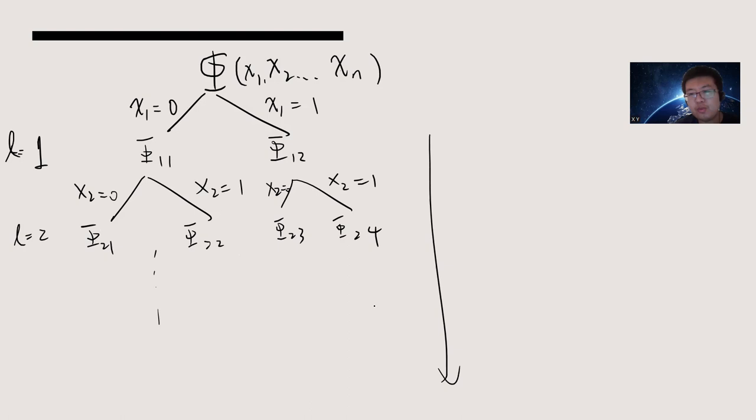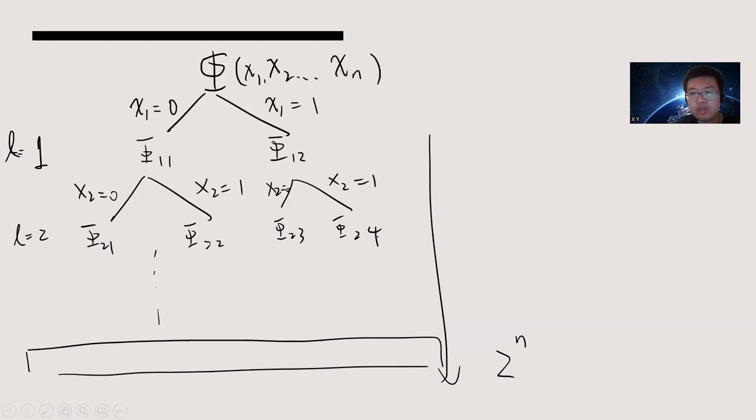Normally if you want to solve it this way, you're asking the same thing 2 to the n times. So at the final layer, there will be 2 to the n formulas. If you can find such a one, then this formula is satisfiable. And obviously phi is satisfiable.